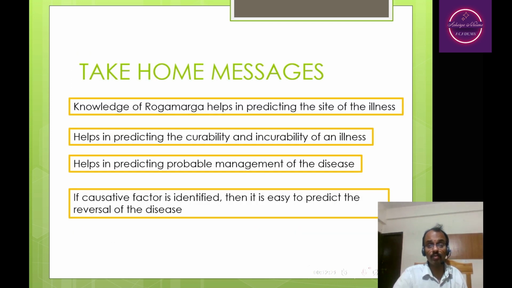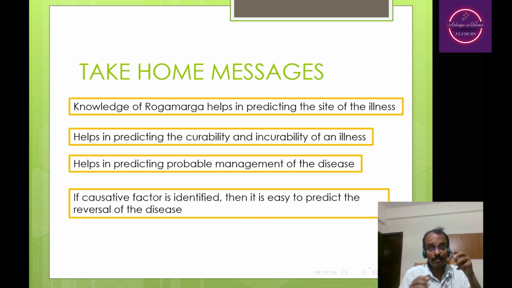So the take home messages from today's session: knowledge of Rogamarga helps in predicting the site of illness. If the person is having pain in the epigastric region, that may say the person is having Abhyantara Rogamarga. If the person is having skin manifestation, Bahya Rogamarga. Joint manifestation, Madhyama Rogamarga. It also helps in predicting the curability and incurability of an illness.